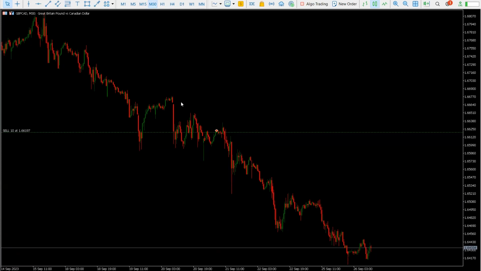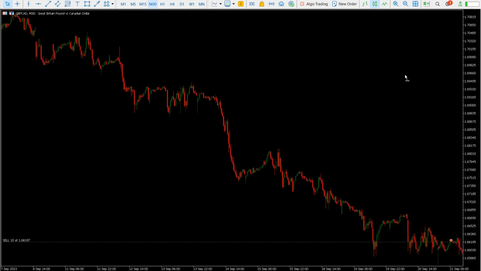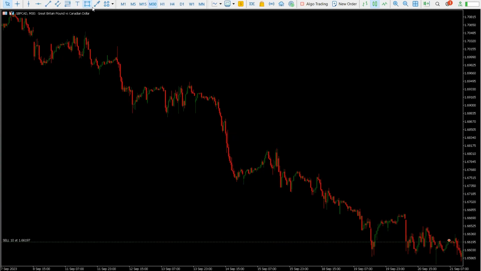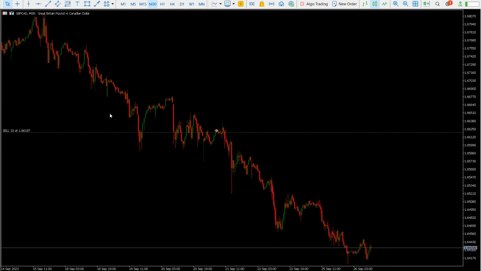I've been expressing my short already on GBPCAD since last week when I saw this box here being formed, right? When I saw this box being formed, I was like, that's interesting. It's on the meat of the box, so I may give it a go here, just to see how we're going to go. And indeed, this trade worked pretty well.